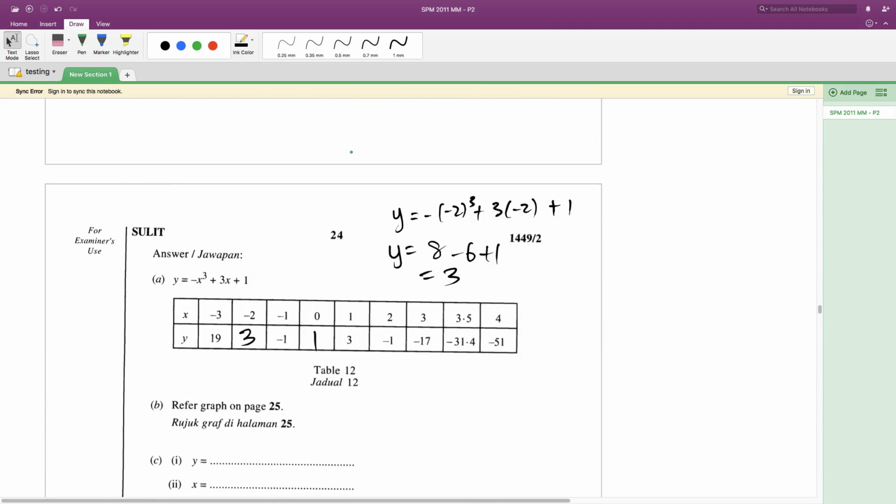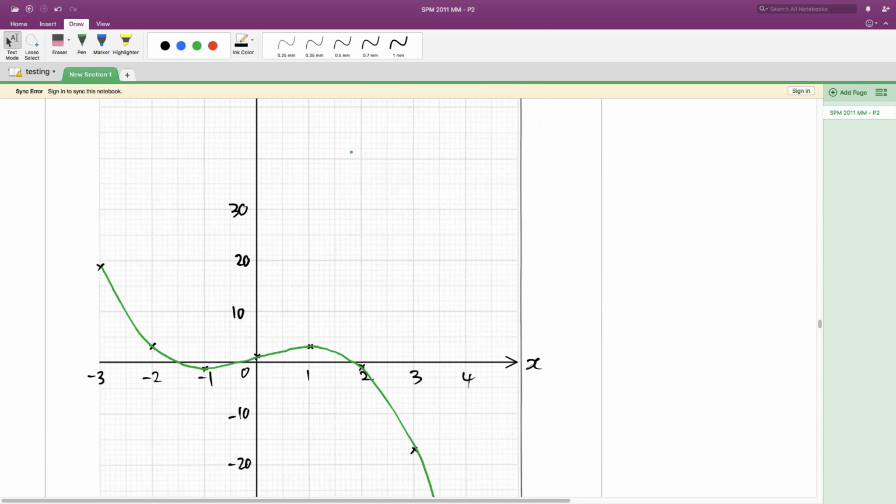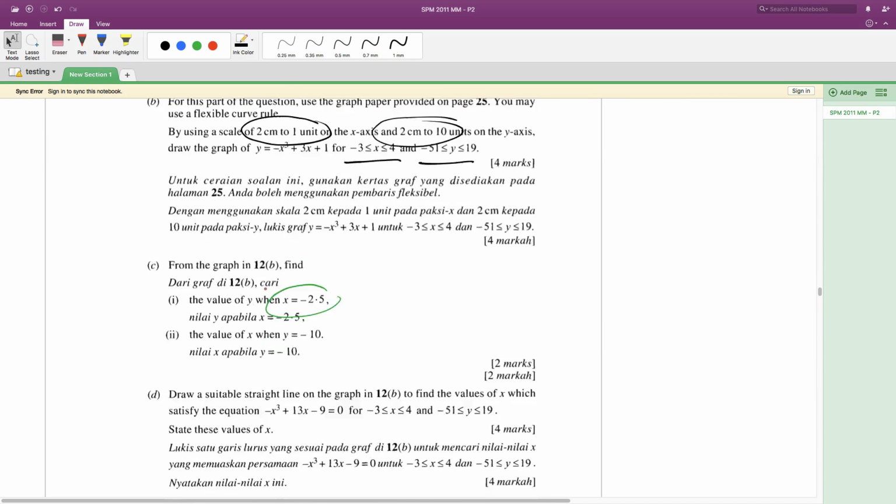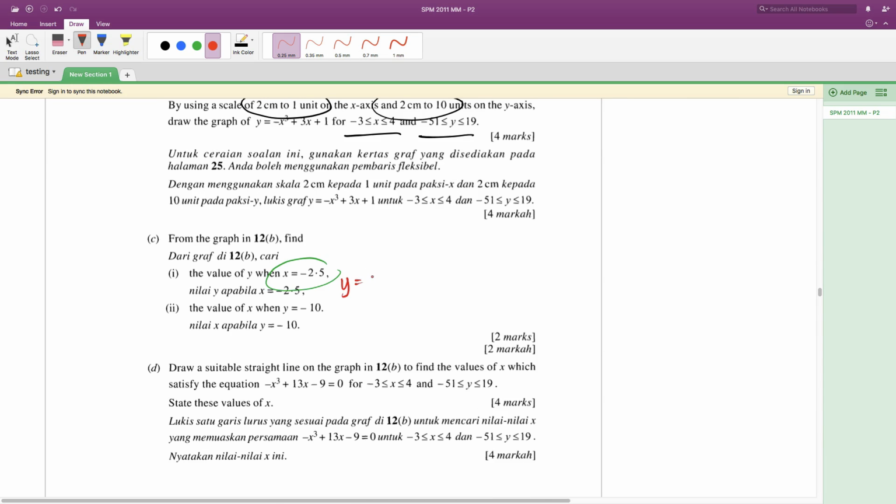X is negative 2.5. Let's go to negative 2.5, somewhere here. Let me use red color maybe. They ask about y value, so you just connect it to the top. You should be able to get the value. I think the value is somewhere between 9 and 10. I'm not sure. So in this case, let's say I take 10. Then I just say y equals to 10. Alright. So yeah, it's very easy. This one y is just equals to 10.